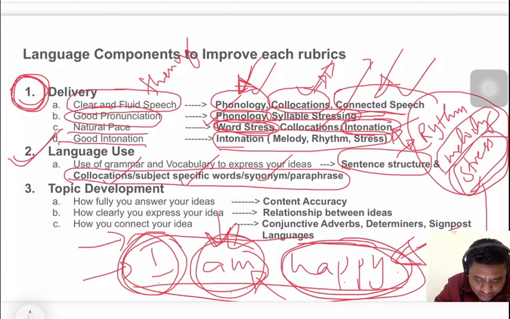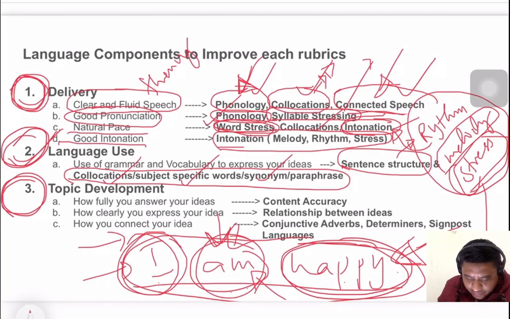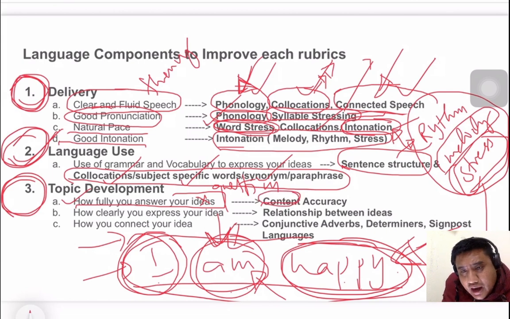So that's the language use, and the last one is topic development. Okay, which is something to do with the content. Hopefully, you answer your question. So now in TOEFL iBT speaking, they'll give you some questions, right? How fully do you answer those questions? So it's to do with content. If we're talking about integrated, since you have to use the information given in the lecture or from the reading, then they also check the accuracy of it, right?